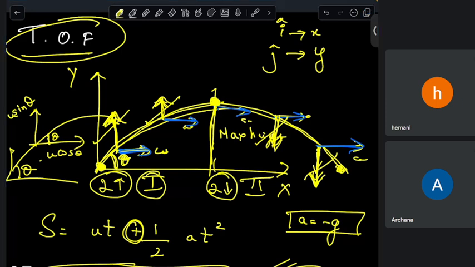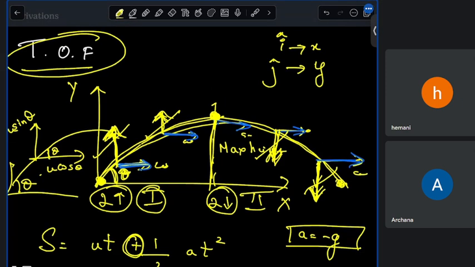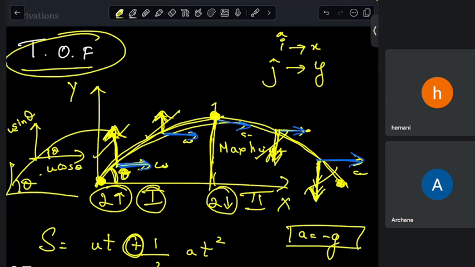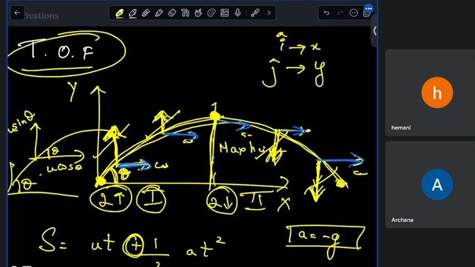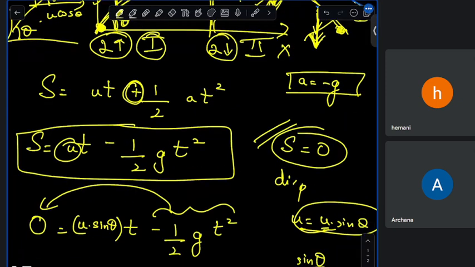Cos theta is along the x axis. Now, what is the only thing which is changing? Sin theta. That's where the answer is sin theta.